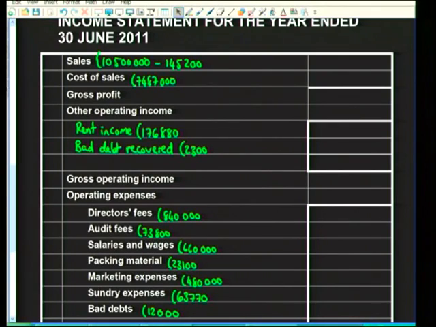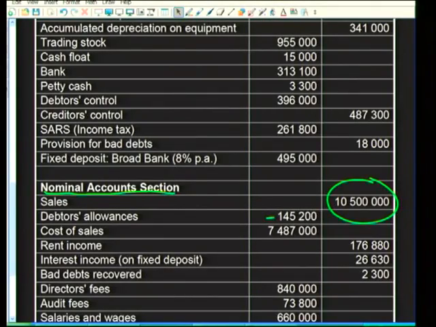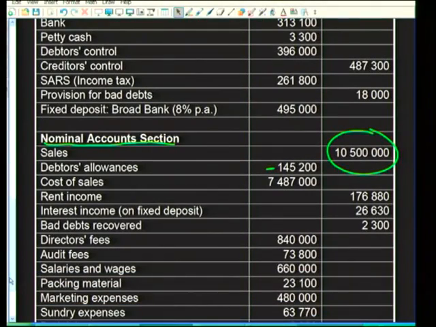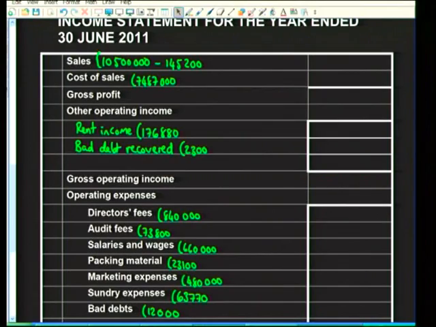I hope you did it as well. Also, there were two spaces for two operating incomes. The examiner was testing whether you knew that bad debts recovered over here and rent income over here were both operating incomes. So what you should have done is written them under other operating income.